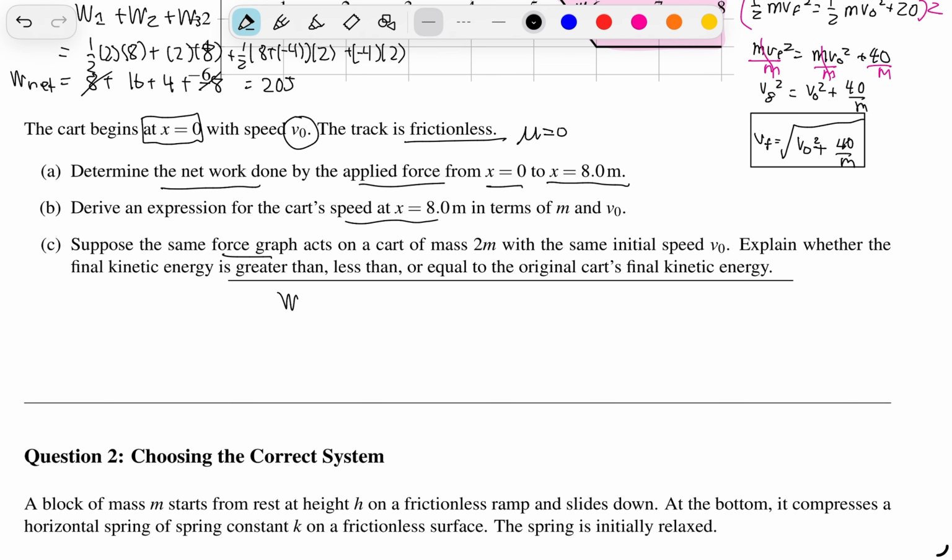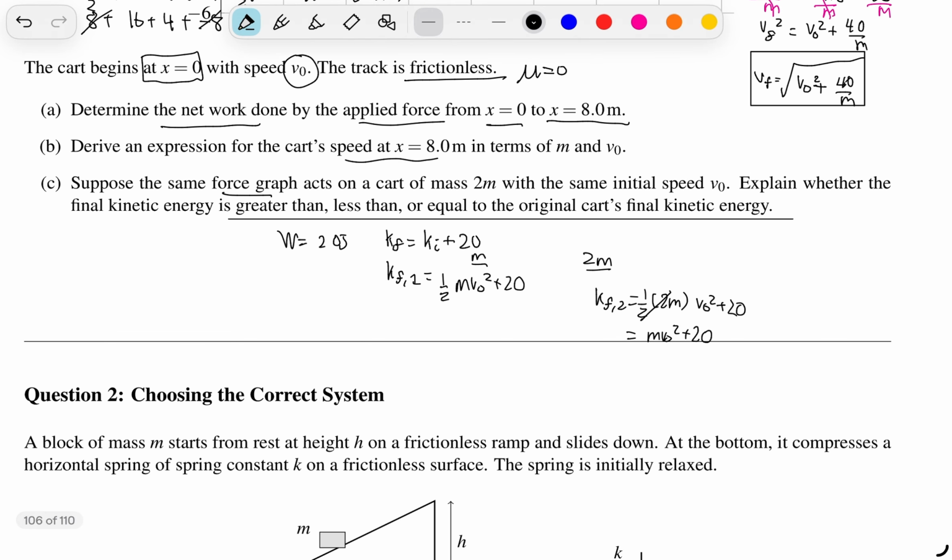So we still have that the work from the graph will be 20 joules. So the final kinetic energy is going to be the initial energy plus that original 20 we had. So kinetic energy final 1 for the first cart is 1/2 m v initial squared plus 20. And then for the 2m cart, we're going to have Kf2 equal to 1/2 times 2m times v initial squared plus 20. So you can cancel out that 2 there. You're going to have m v initial squared plus 20.